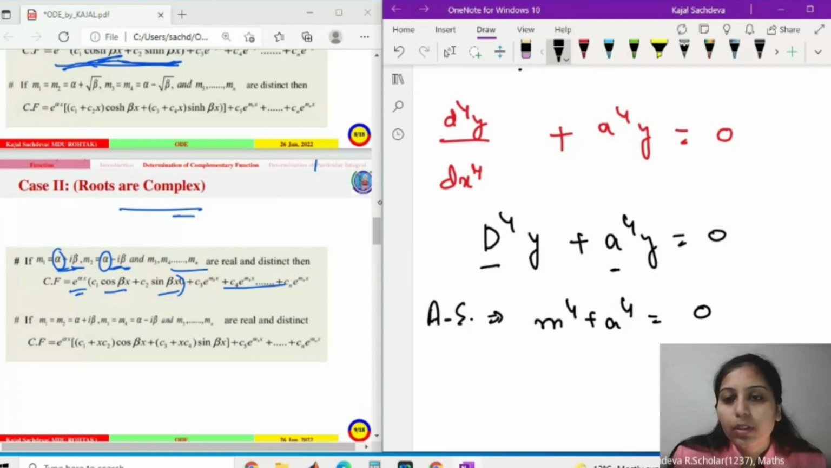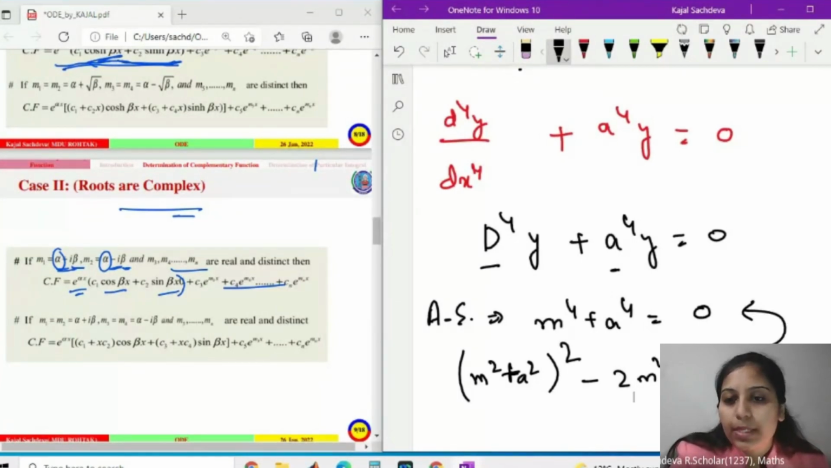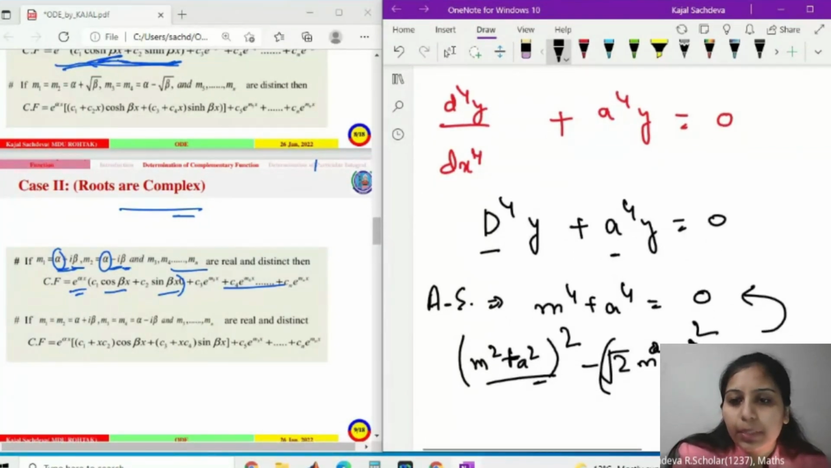For finding the roots of this type of equation, we can write this equation in the form (m^2 + a^2)^2, which is m^4 plus a^4 plus 2m^2a^2. So this will be subtracted from here. This can be written in this form: (A + B)^2 is A^2 plus B^2 plus 2AB. Now again solving this, 2m^2a^2 can be written as (root 2 m a)^2. So this is A^2 minus B^2.